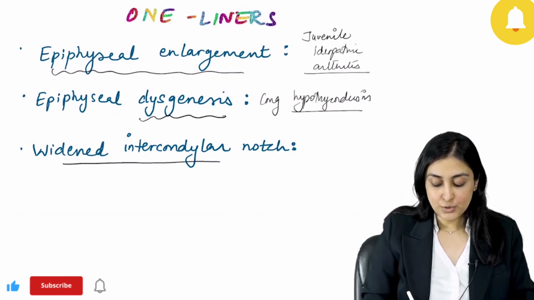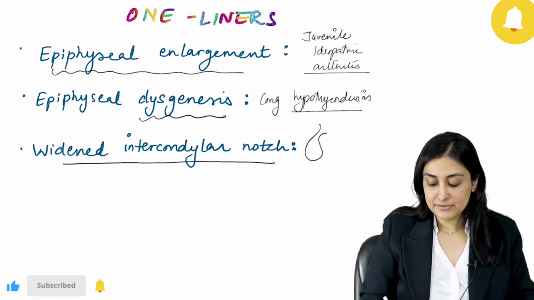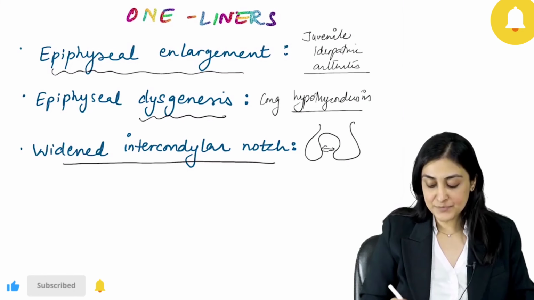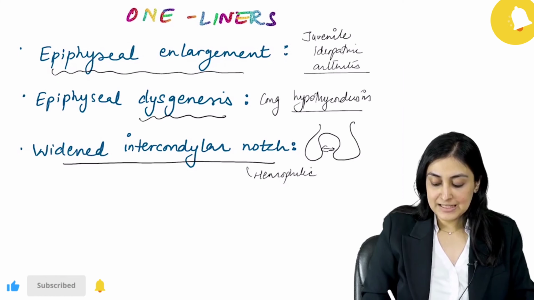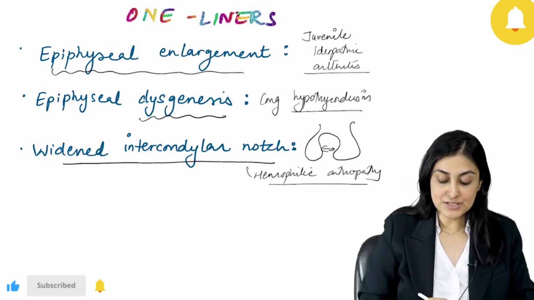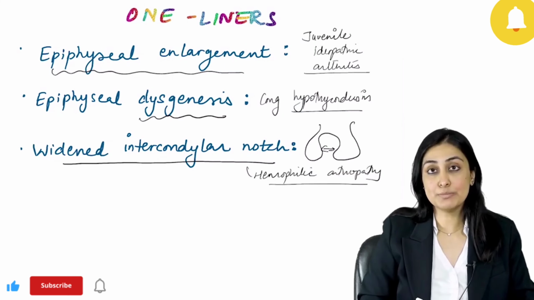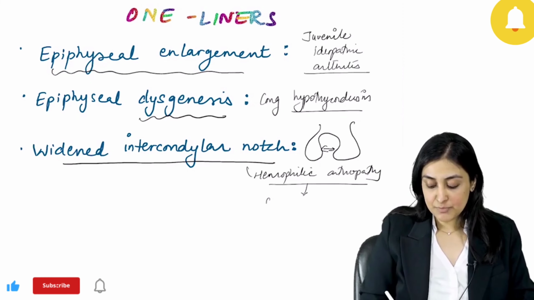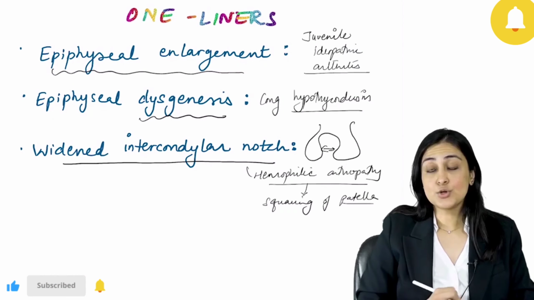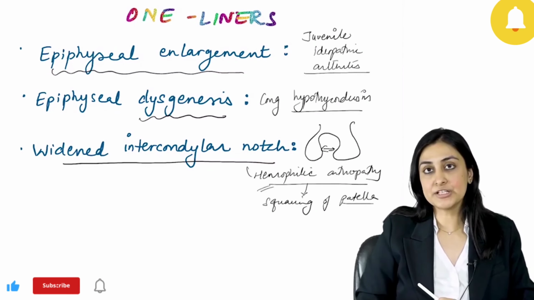And widened intercondylar notch. So when you find that in the femur you have the intercondylar notch which has become very, very wide, this is something which is seen in hemophilia. So there is a feature of hemophilic arthropathy. Okay, so remember this. So these are all the one-liners that I want you to remember which have been asked previously. In addition, in hemophilic arthropathy, also remember there is squaring of patella. Patella becomes square-like. Okay, so these are two features that we see with hemophilia.